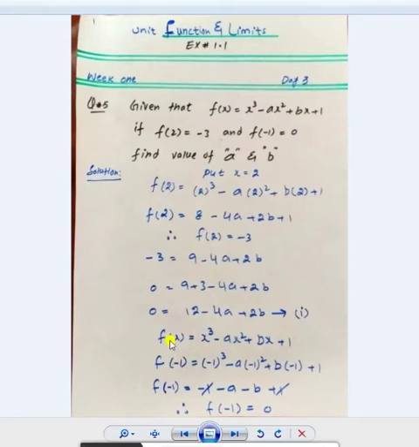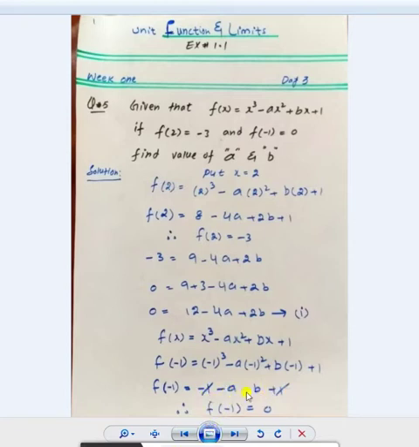The next step of this question: f(x) = x³ − ax² + bx + 1. We substitute −1, as given in our question, in the place of x. f(−1) = (−1)³ − a(−1)² + b(−1) + 1. Because of the cube power, this is an odd power, so the minus will not be removed. (−1)³ is equal to −1, and because of the square, the minus will be removed. We have −1 − a − b + 1. Minus 1 plus 1 cancel out.